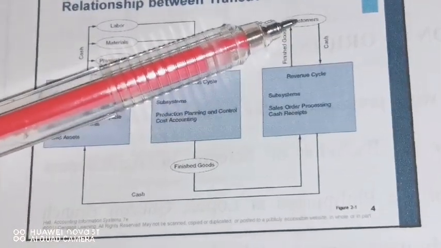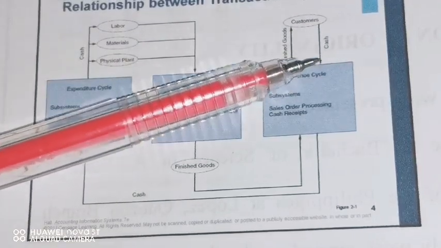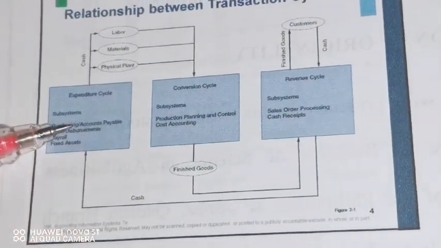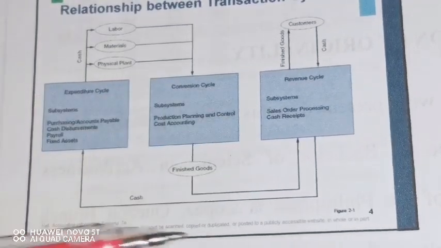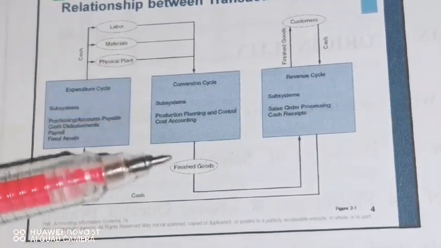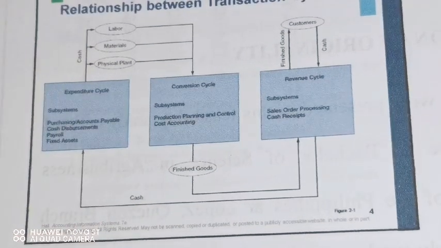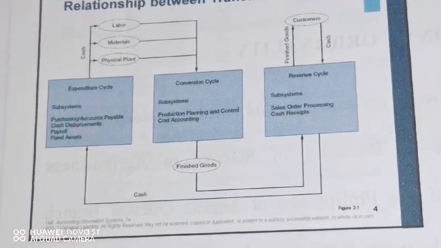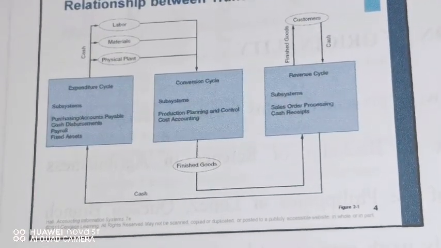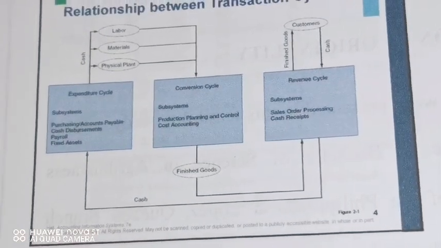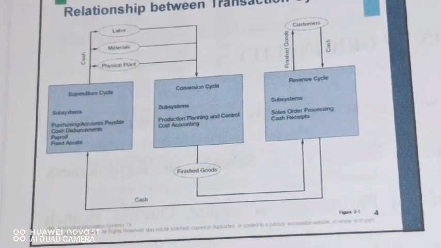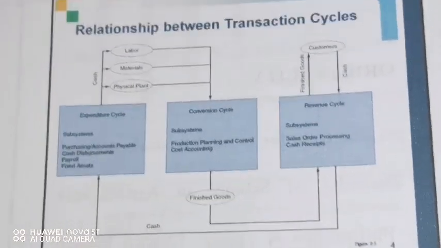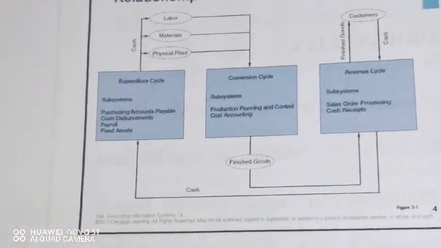Now, the customer will pay cash. So, nakita nyo yung cash, bumalik siya doon, at papunta ulit siya dito sa expenditure cycle, because that is, kumbaga parang yan yung cycle niya. So, pag na-convert na natin into cash yung finished goods, it will then be used to, what? To acquire the resources that will then again be used to convert the resources into finished goods, and then finished goods will then be sold to its customer. So, nakita ninyo, umikot lang siya. So, that's the relationship between transaction cycles.